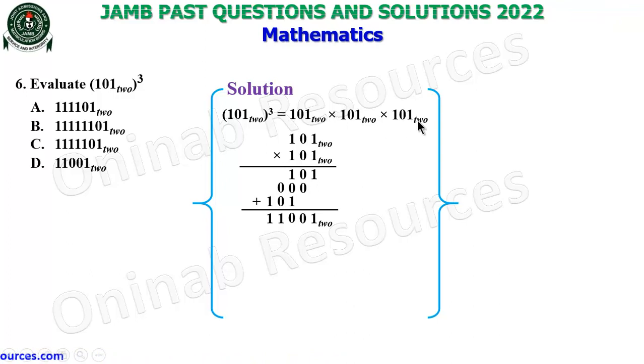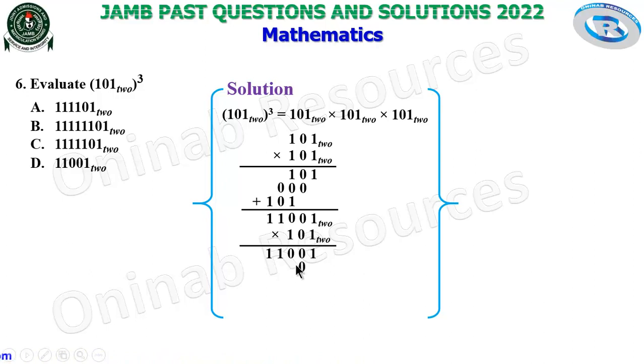Then we now multiply by 101 base 2. In the same way, we carry out the multiplication. 1 times 1, 1. 1 times 0, 0. 1 times 0, 0. 1 times 1, 1. 1 times 1, 1. Then this 0 multiplying the whole is going to give us 0, 0, 0, 0, and 0.